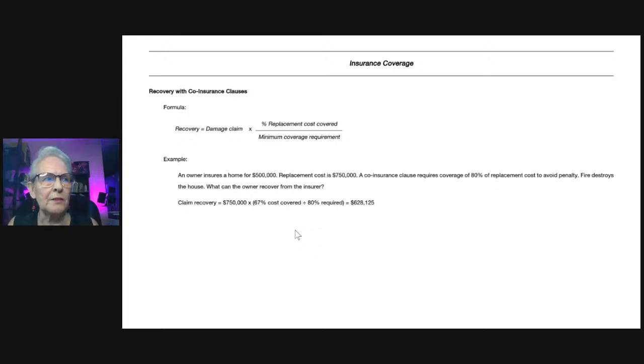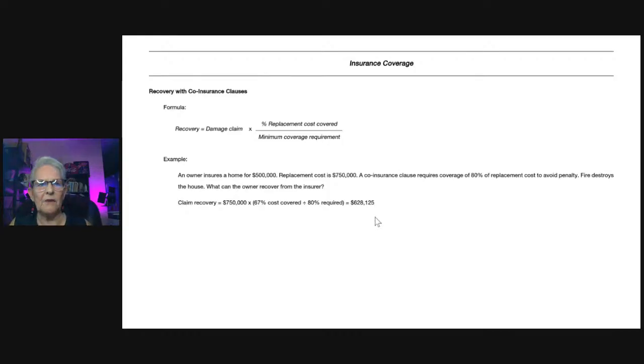Okay, they don't have all the steps included on here. However, they give you the number, 67% is covered. And then there's a co-insurance clause requiring 80%. So that's divided into the 67% cost covered on a replacement cost of 750. So the home insurance is 500,000. However, they're actually getting 628,127 in current market price value of material.